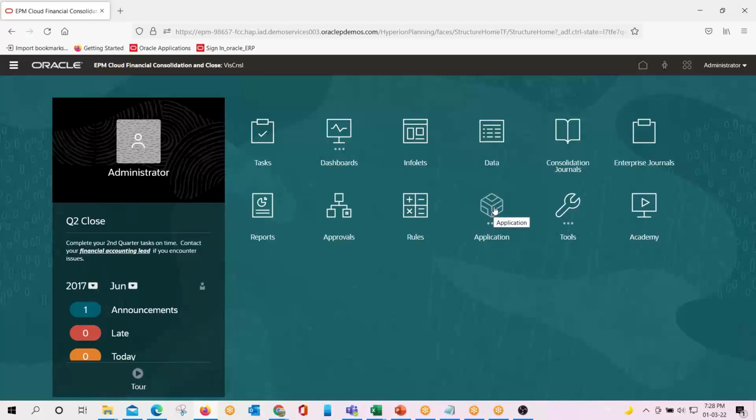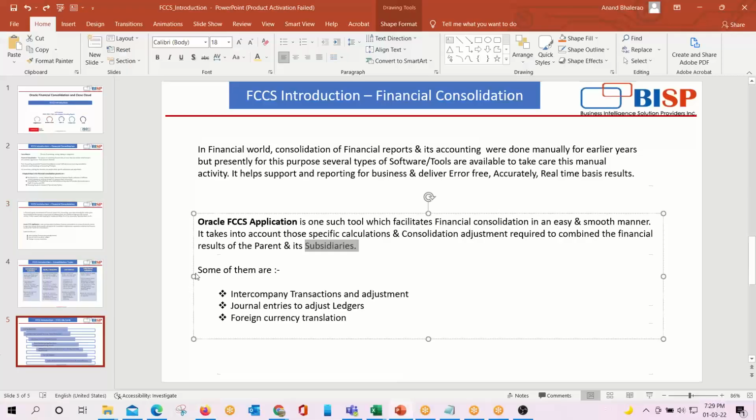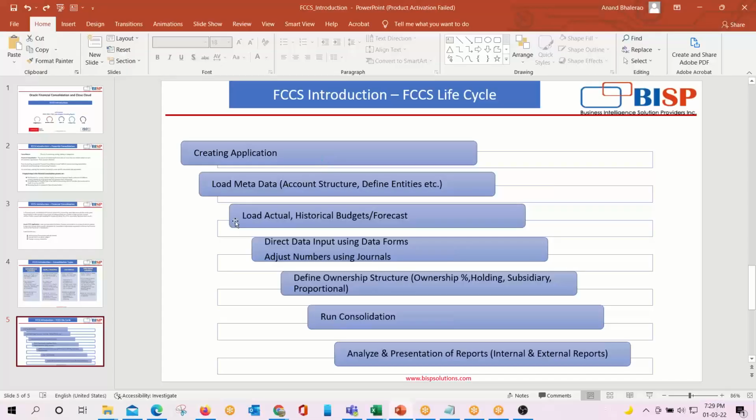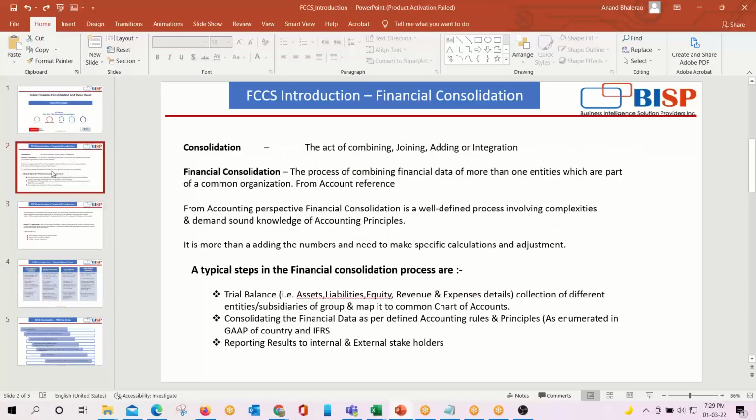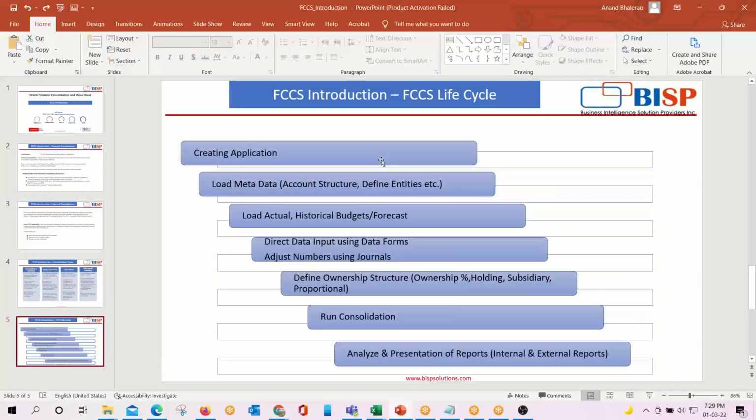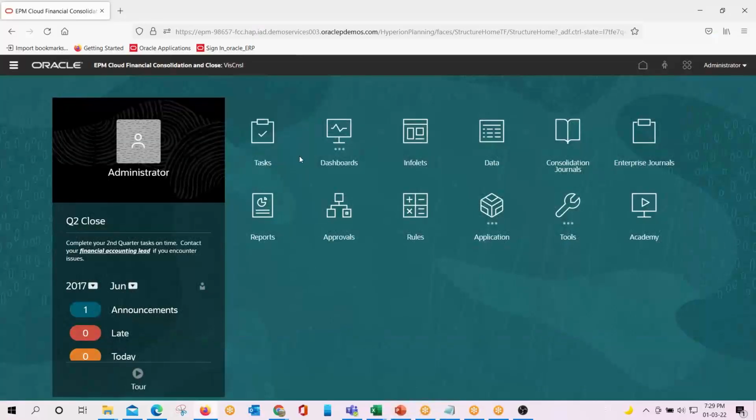For this purpose, it has a typical FCCS life cycle, which I want to explain to you. I have told you in general the typical steps which are involved, collection of trial balance and other things. But from the application perspective, the typical steps or the life cycle is given in this slide. We first need to create an application. This is the application which we have created and given the name VISCN, as a Vision application, we can say that.